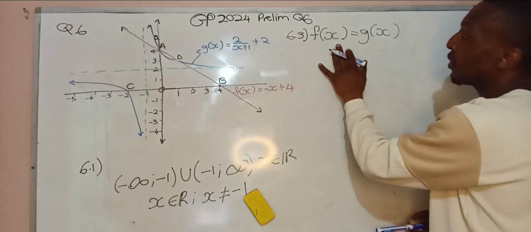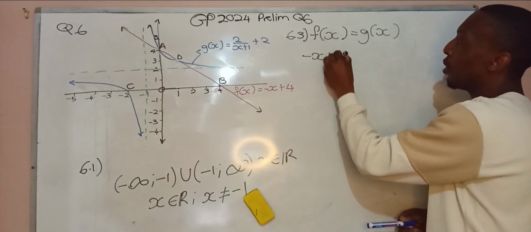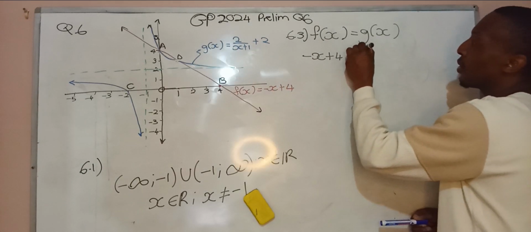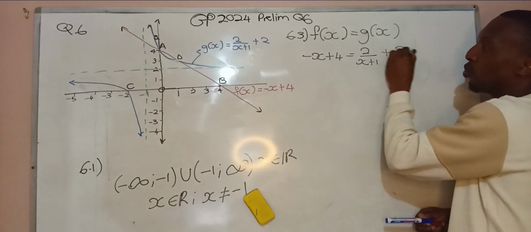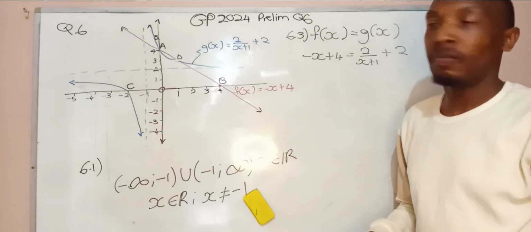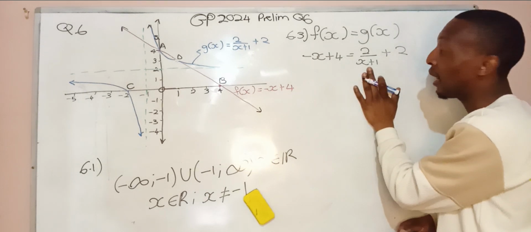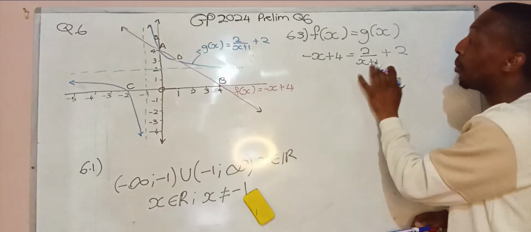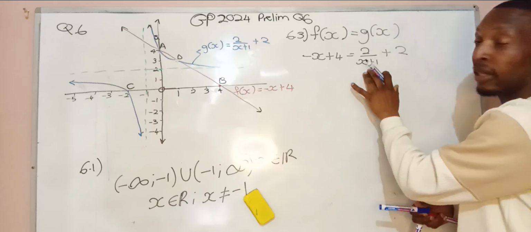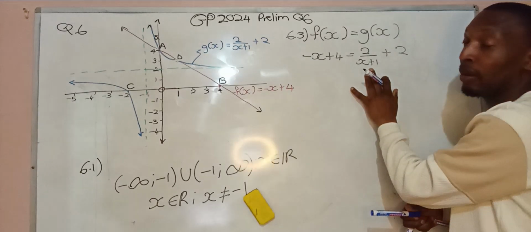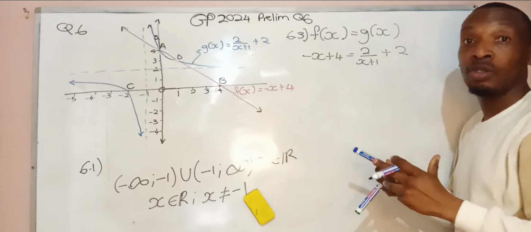Okay, what is f of x? It's given. So minus x plus 4 is equal to my g of x, 2 over x plus 1 plus 2. Now we need to solve for x, right? Grade 9 equations, I've got a fraction here. I need to get rid of this fraction. How? By multiplying by the denominator. So let's do that. So I need to multiply this by x plus 1. Okay, but whatever I do on this side, I must do on that side. So I must actually do this to everything.